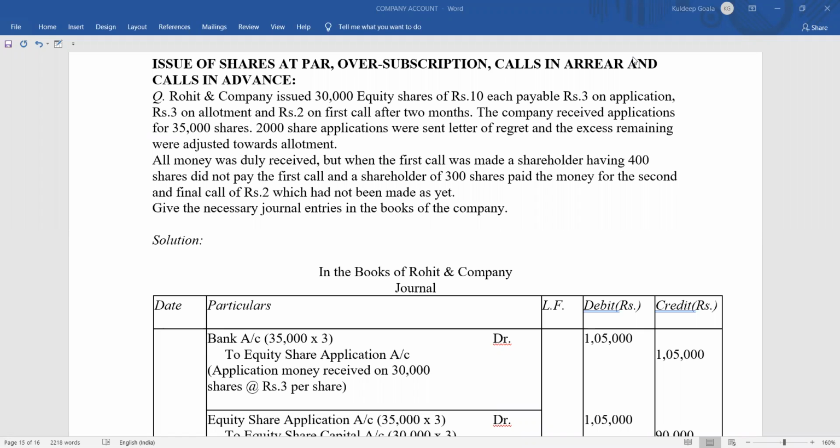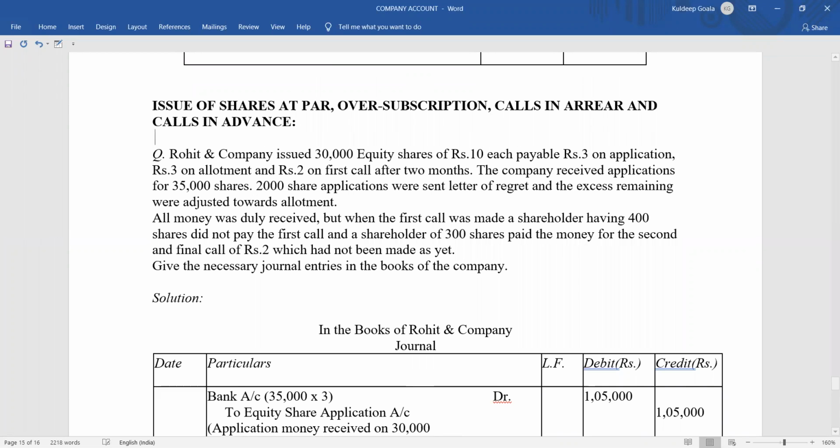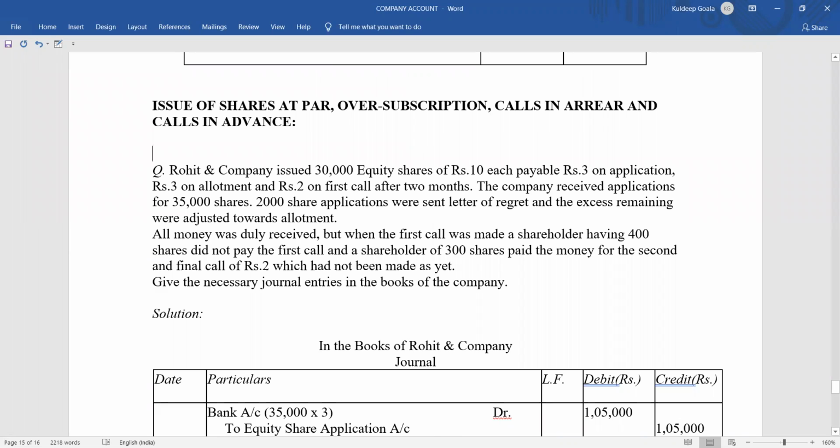Today we are going to continue with accounting for shares. We are in company accounts, and today we are going to take one new situation where we are going to learn about issue of share at par, and there is oversubscription. Along with that, there will be calls in arrear and calls in advance. Okay, so this calls in advance is a new topic for you all. Along with that, there's some adjustment to the allotment also. So before proceeding, I'll just give you a journal entry for that.